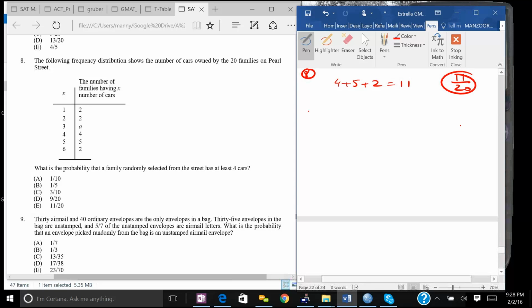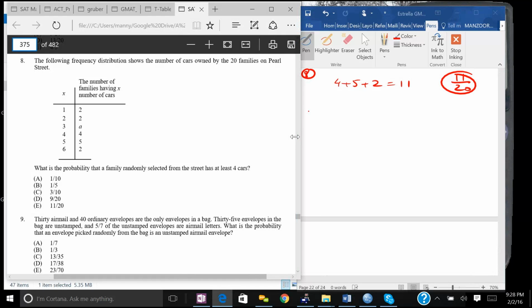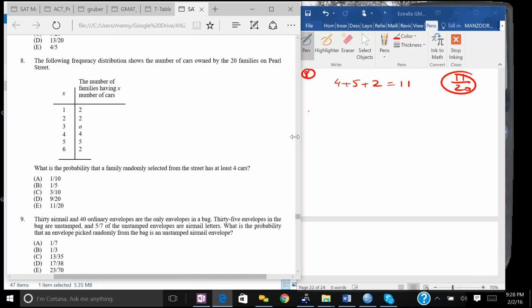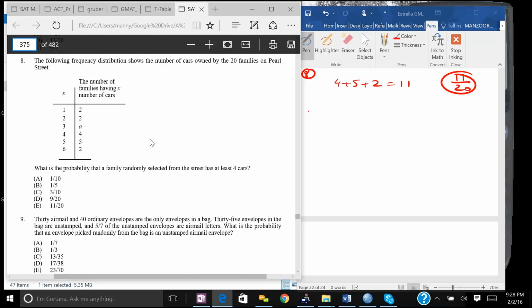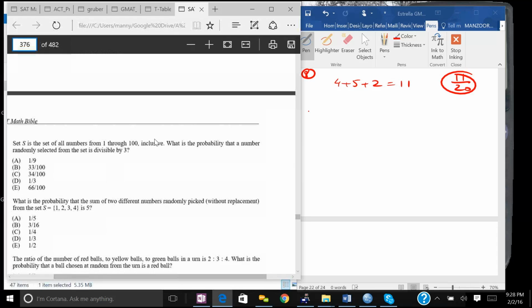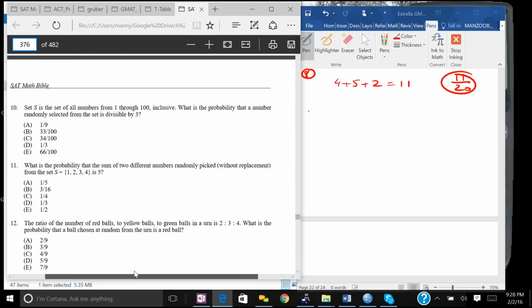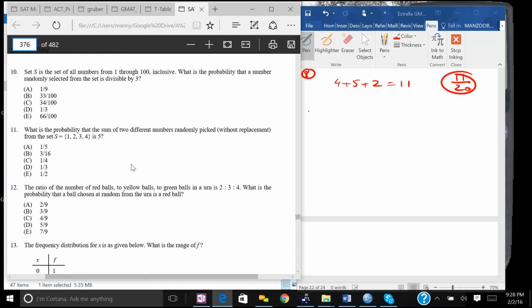Why do you say 4 cars or more, 4 plus 5 plus 2? I don't get this plus 2. Because it says at least 4 cars. Look at this. What is the meaning of at least 4? At least means 4, 5, and 6, right? Yeah, I got it. That question. Number 10.